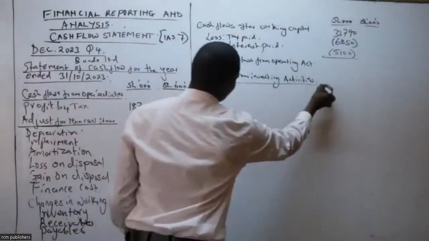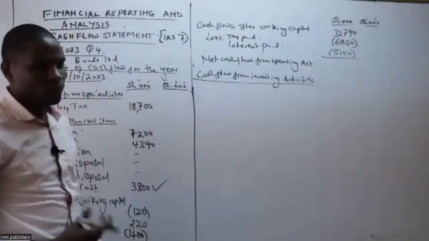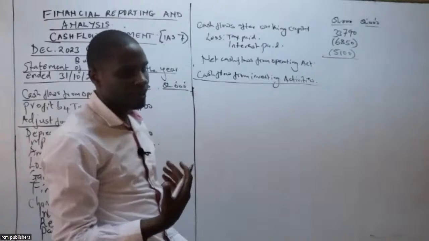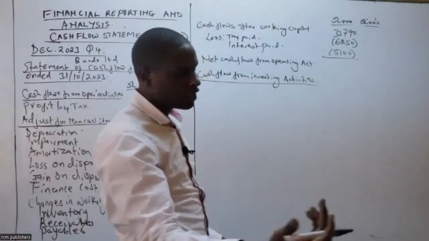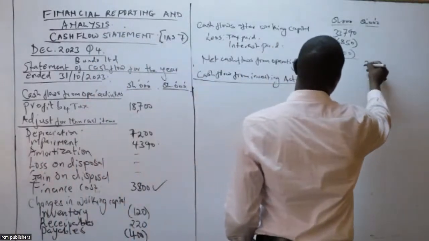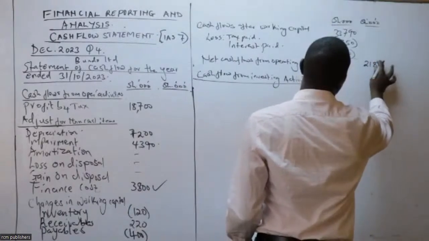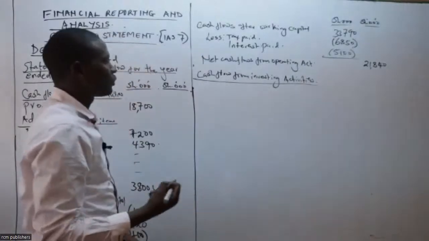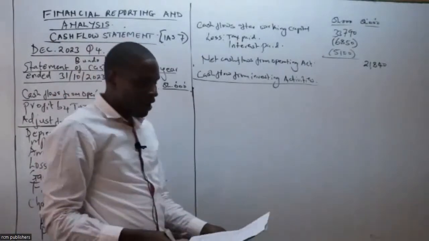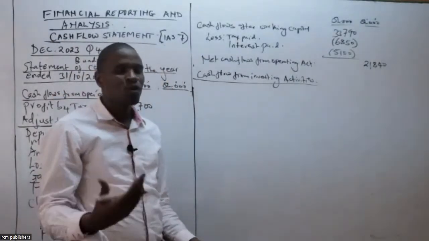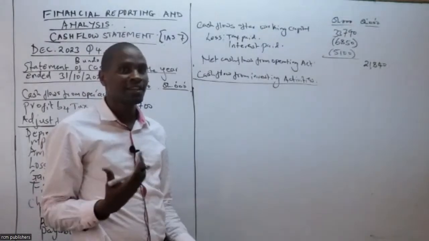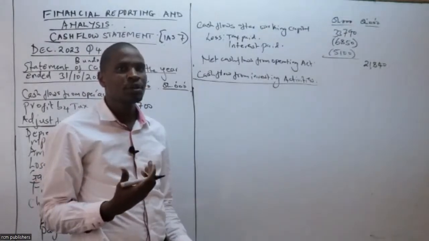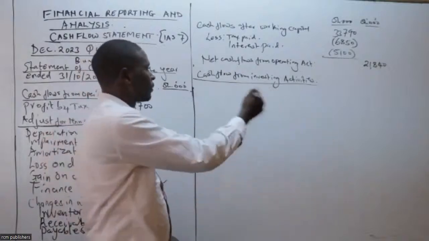Cash flow from investing activities, and I told you that we get that from what? The non-current asset 21,840. People are getting 21,840. Asante. And it's a positive. Now, from our analysis or from what we have seen that they acquired what? PPE worth how much? Somebody.